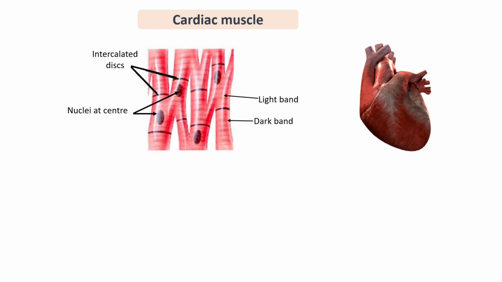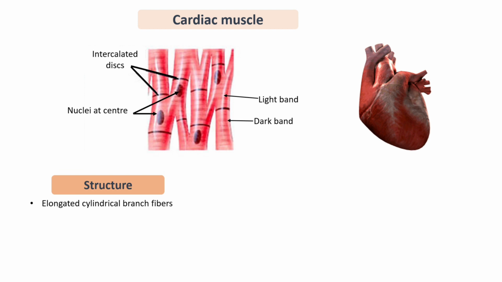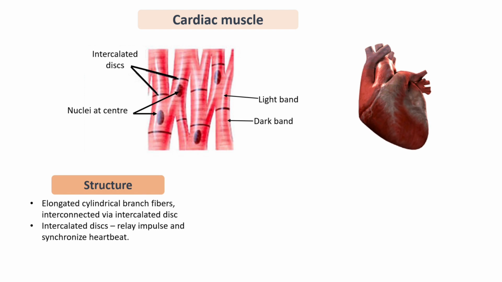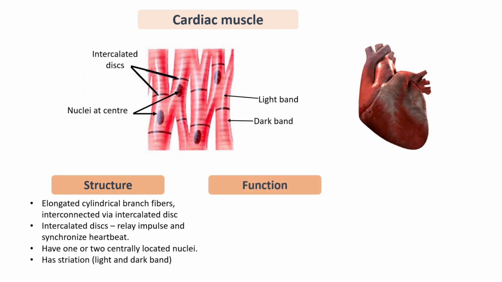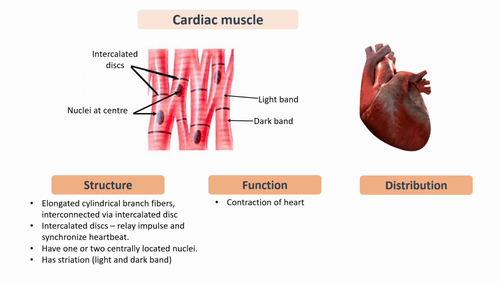Third is the cardiac muscle. Cardiac muscle has elongated, cylindrical, branched fibers that are interconnected via intercalated discs. The intercalated disc's function is to relay impulses and synchronize the heartbeat. Each cardiac muscle cell may have one or two centrally located nuclei. Similar to skeletal muscle, cardiac muscle also has striation, the light and dark bands. Cardiac muscle's function is mainly for contraction of the heart. Therefore, cardiac muscle can be found in the wall of the heart only.